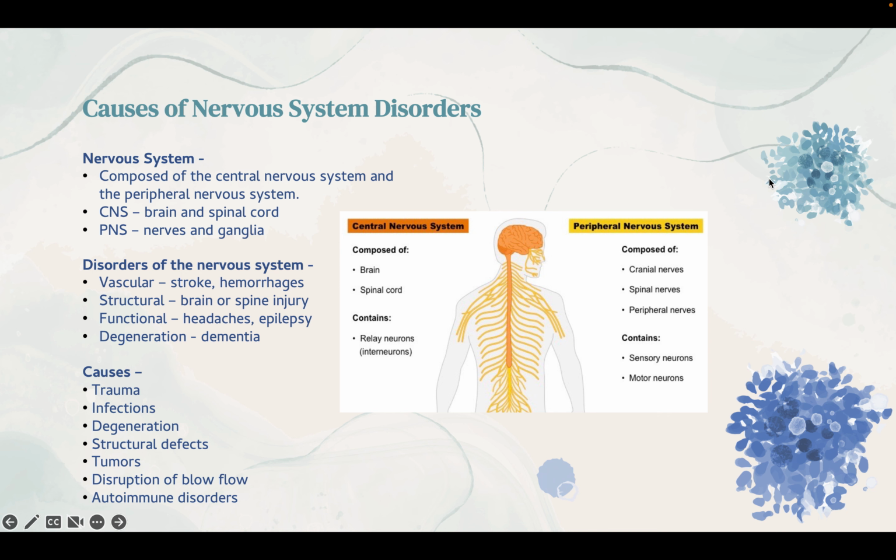Some of the more vague nervous system disorders include vascular, structural, functional, and degeneration disorders, and some of the causes for these are trauma, infections, degeneration, structural defects, tumors, disruption of blood flow, and autoimmune disorders.